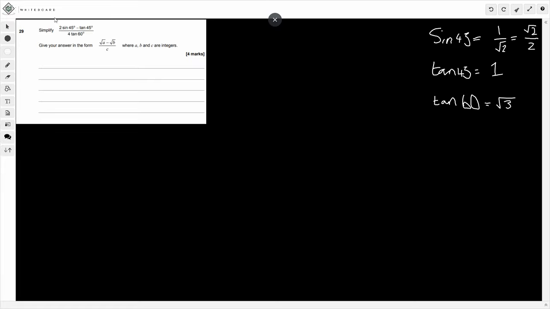Let's put it into the given expression, and let's go from there. So 2 sine 45, so that's 2 lots of root 2 over 2. Minus tan 45, so minus 1. And then finally, 4 lots of root 3 on the bottom, 4 root 3. Now we can do a bit of simplifying. If you do 2 times root 2 divided by 2, the 2's are actually just going to cancel. So we have root 2 minus 1 divided by 4 root 3.